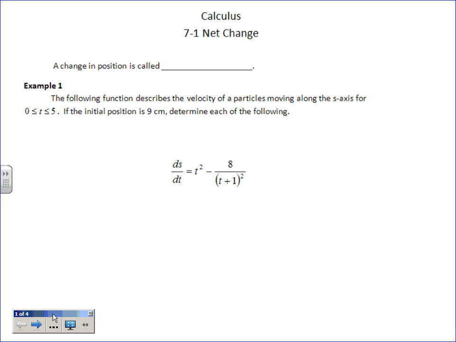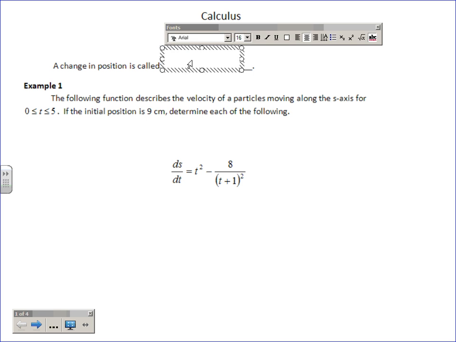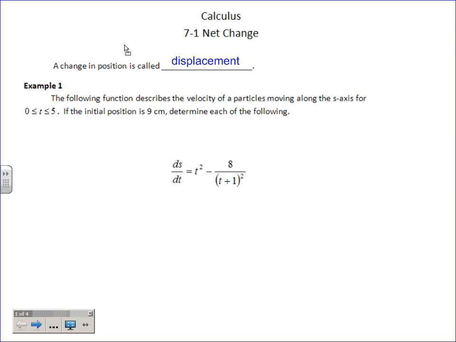A change in your position is called, does anybody know, possibly from physics? Displacement. And that could be anything. It could be you in your car. A lot of times they refer to particles, as you can see in this one here. Or it could be a bug, who knows. But displacement is the change in position.